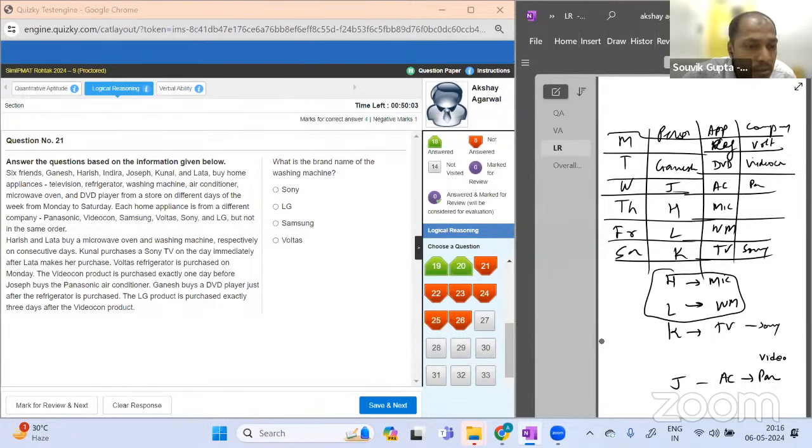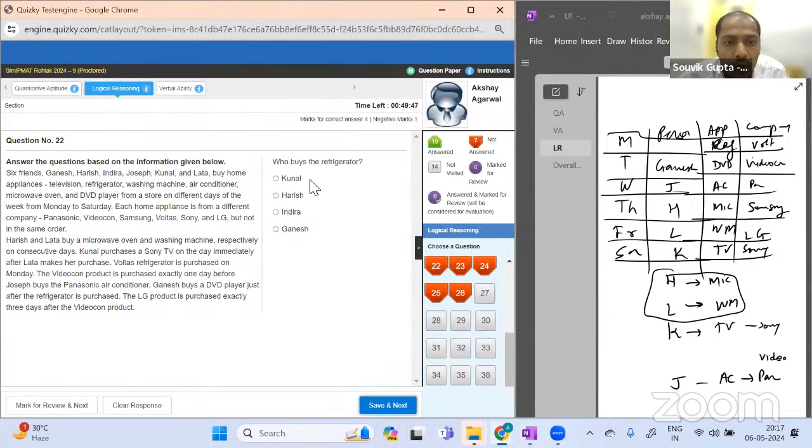The LG product is purchased exactly 3 days after Videocon. So 1, 2, 3, LG here. So the only company left is Samsung. So okay, this is my thing. What is the brand name of the washing machine? Washing machine's brand name is LG. Who buys the refrigerator? Refrigerator is bought by, what's the name?